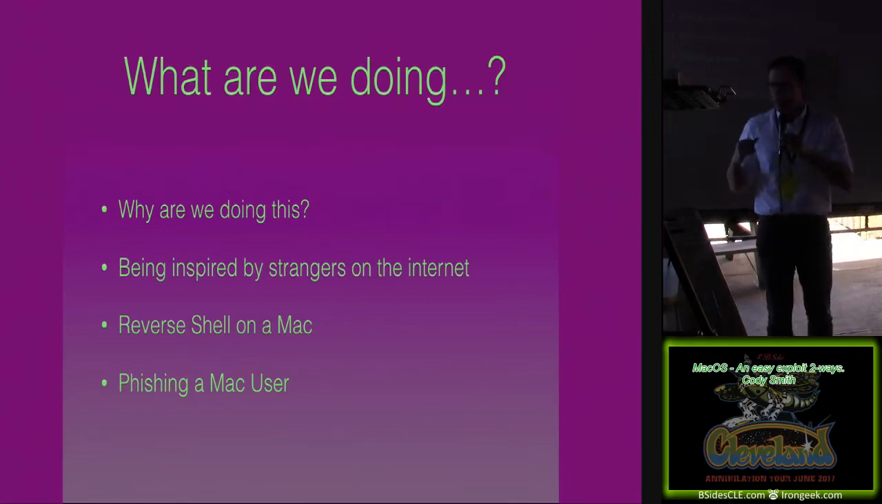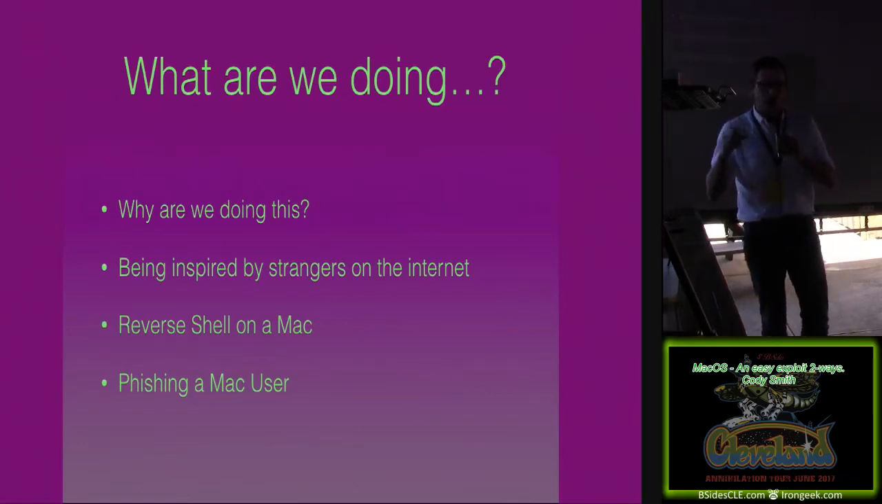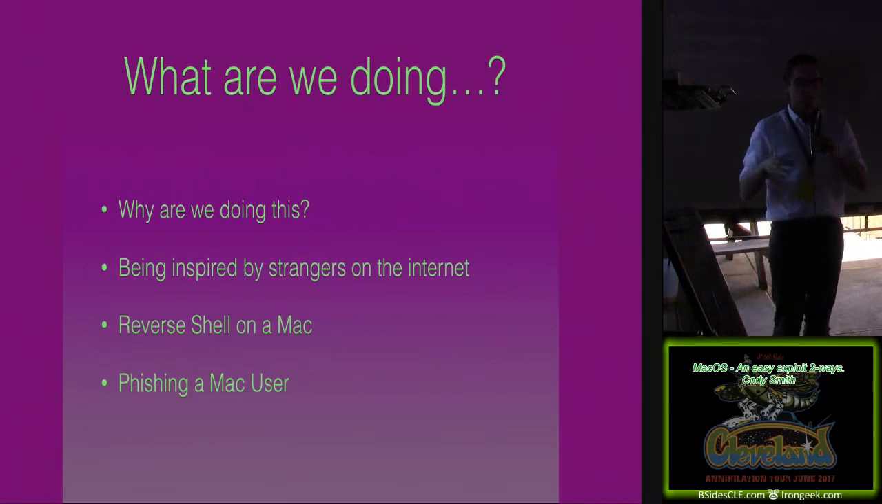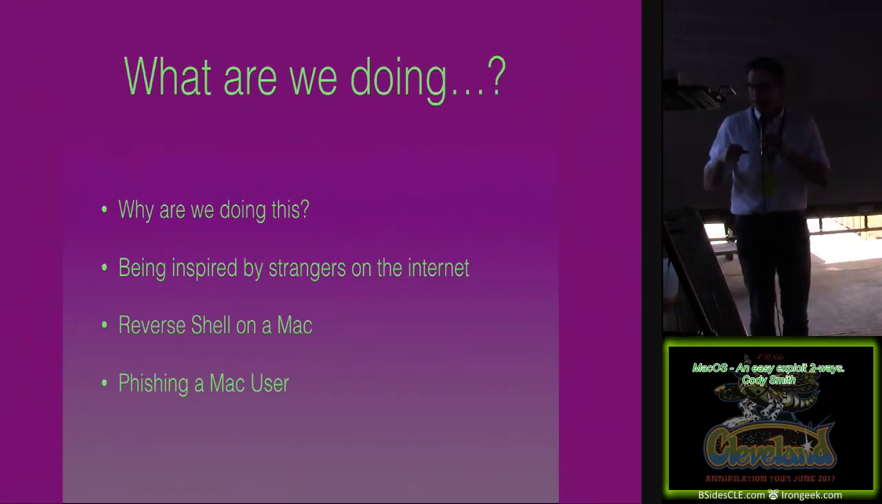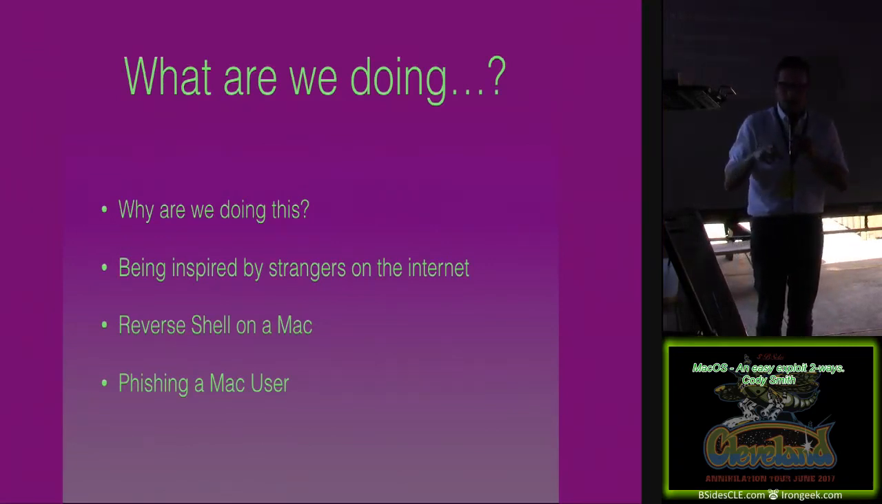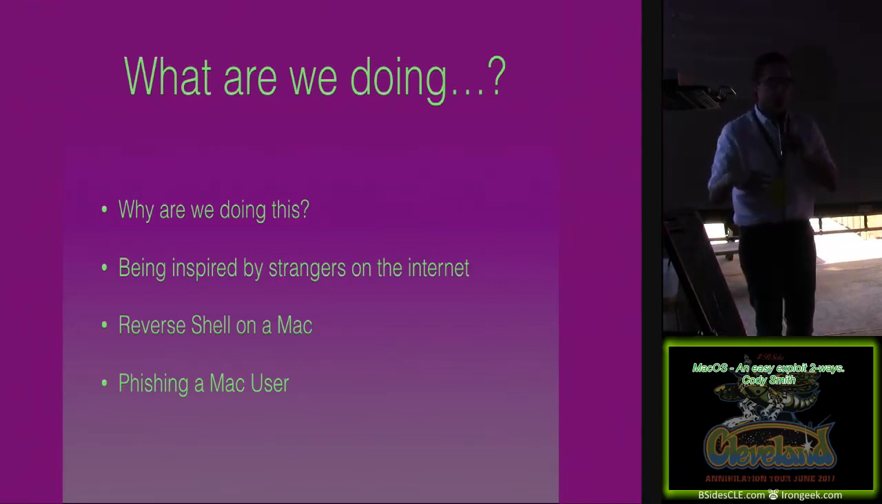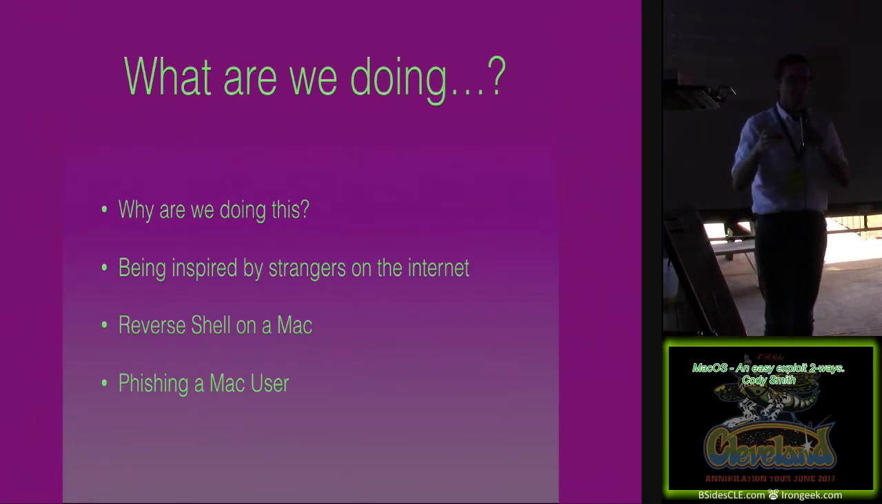So, again, what are we doing? I want to go over why this came about and why we're doing it. And then we're going to get that shell on the Mac, and we're going to try to phish a Mac user and get the shell again. So we're just going to deploy the same exploit 2 completely different ways.